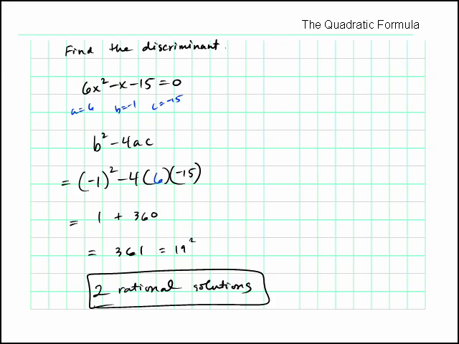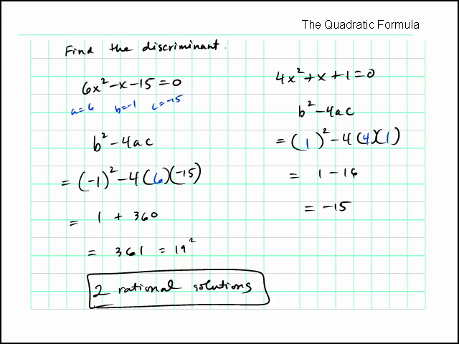Here's one more example of using the discriminant. 4x squared plus x plus 1 equals 0. If I plug my numbers in to calculate the discriminant, B is 1, A is 4, and C is 1. Working out the discriminant, we get 1 minus 16, which is negative 15.